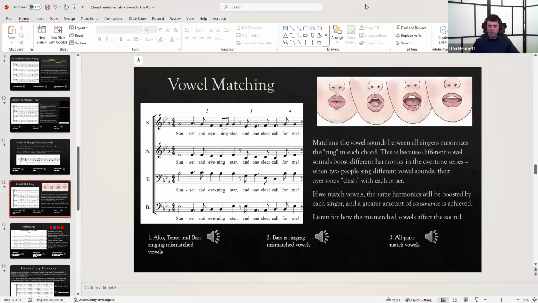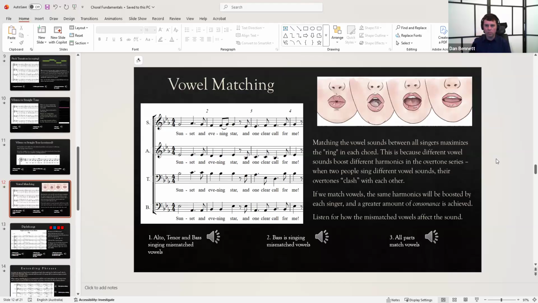Vowel matching, hooray! This one is important to all choral singing, all barbershop singing. And not everybody knows, because not everybody gets to hear a choir from out the front, just how important vowel matching is. So hopefully this will be illuminating. Matching the vowel sounds between all singers maximizes the ring in each chord.